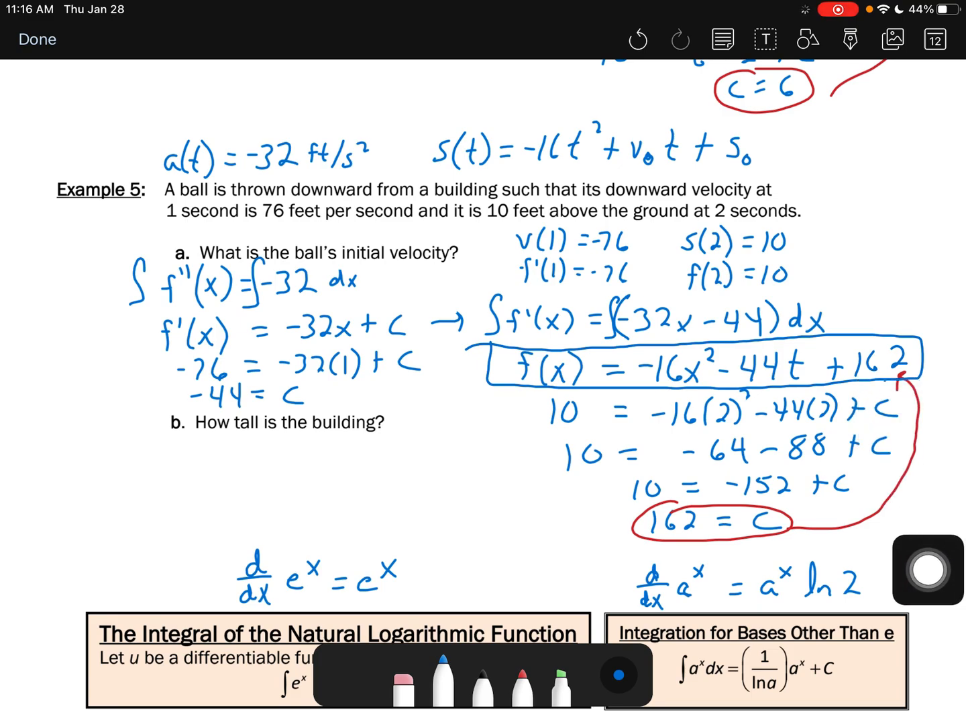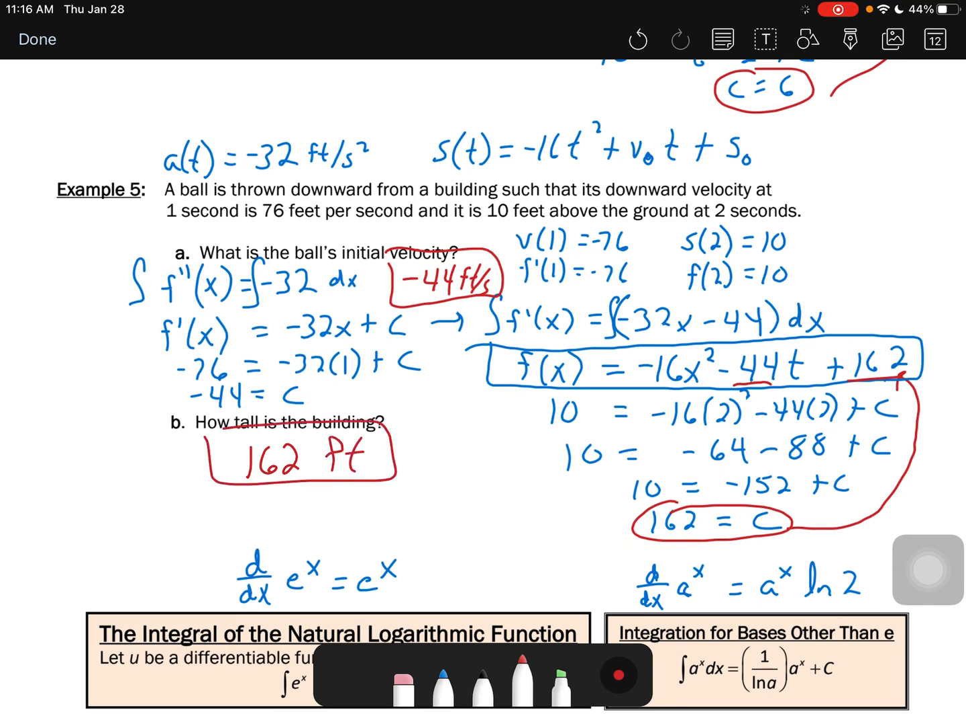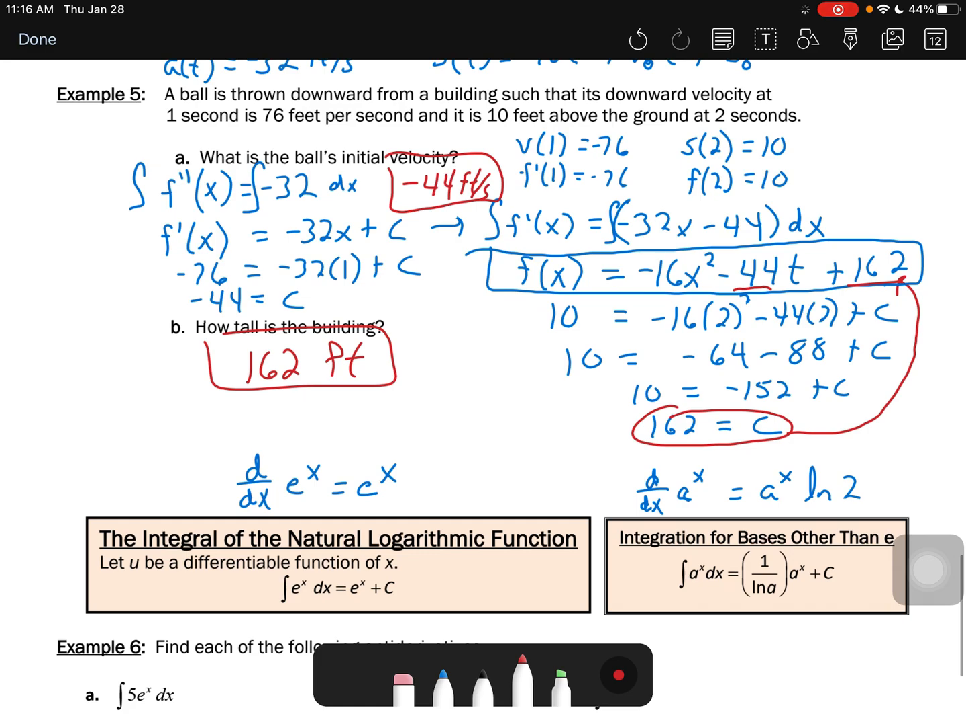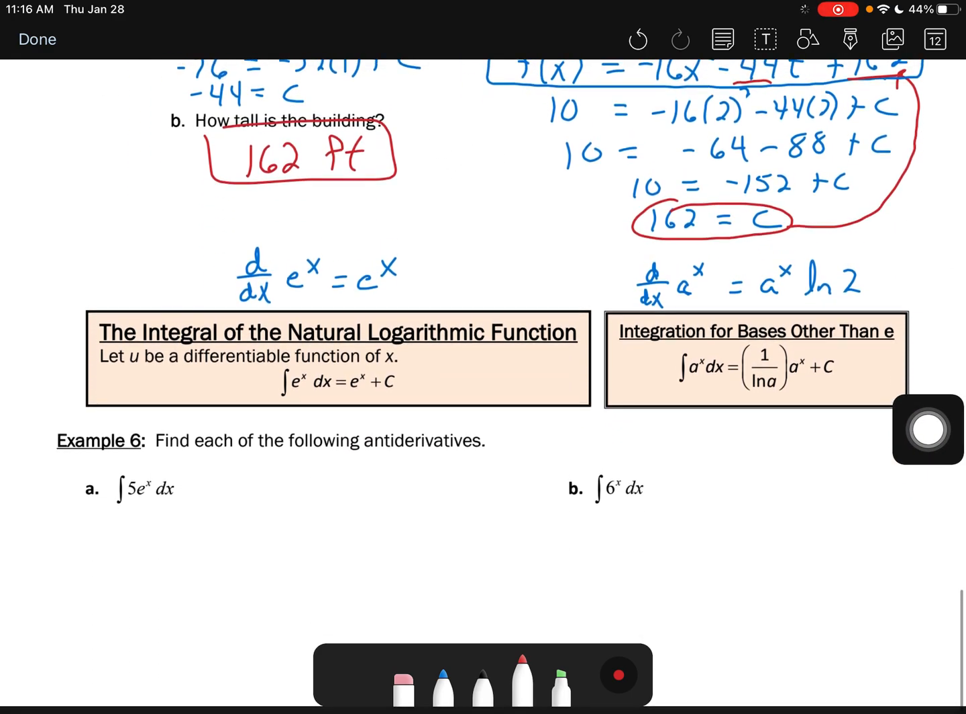Okay, so for part A, I know negative 44 feet per second is my answer there, because that's right here. And then for part B, initial position is my answer for that. The building is 162 feet. Okay? So that's solving some differential equations: starting with the second derivative, integrate twice, and then plugging in to find those C values as you go based on some given information. Okay, last two examples.